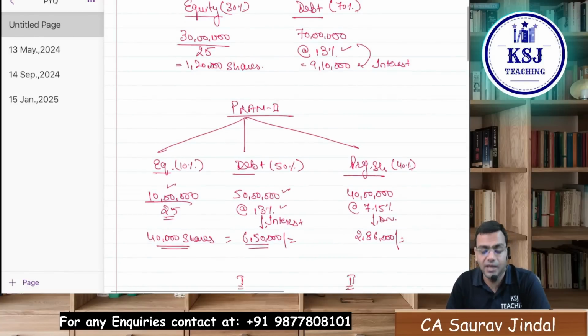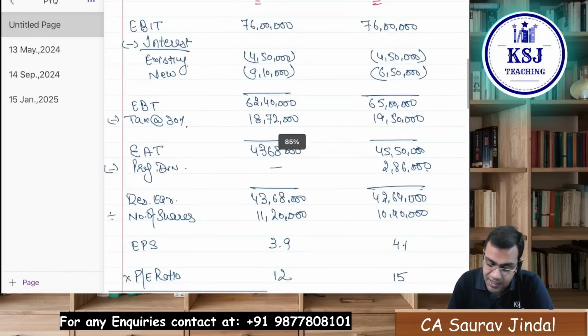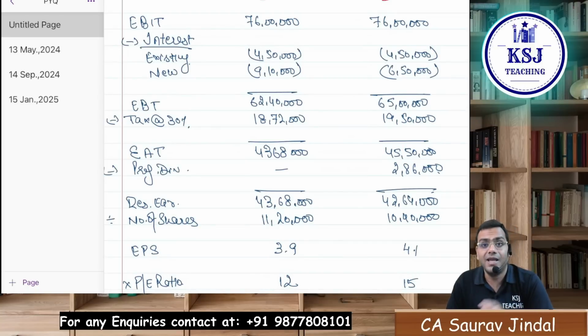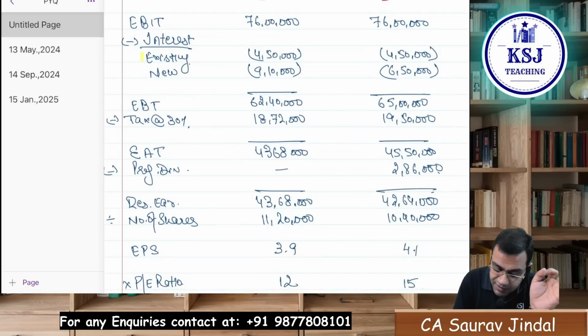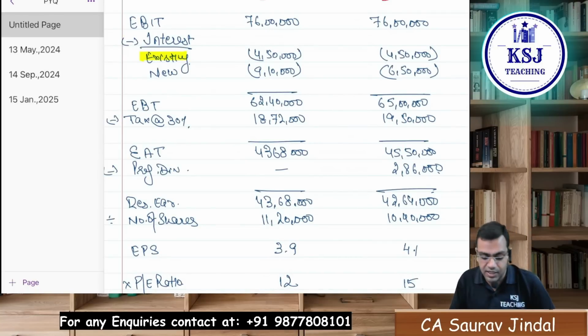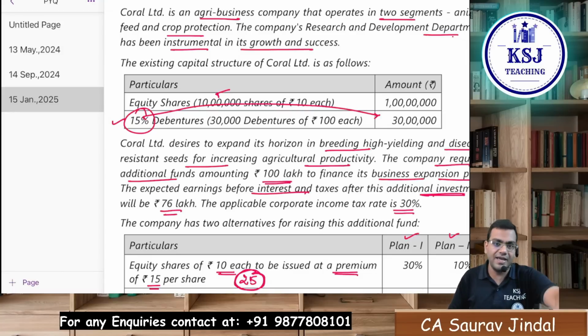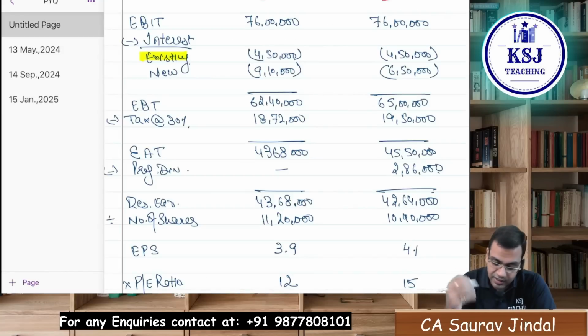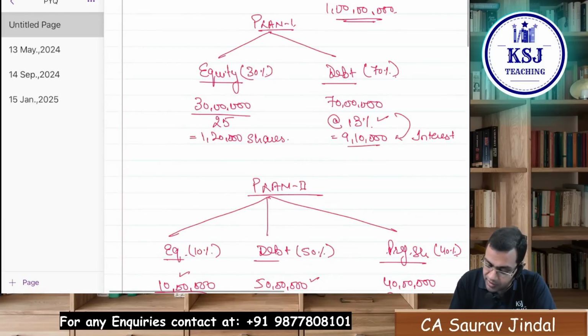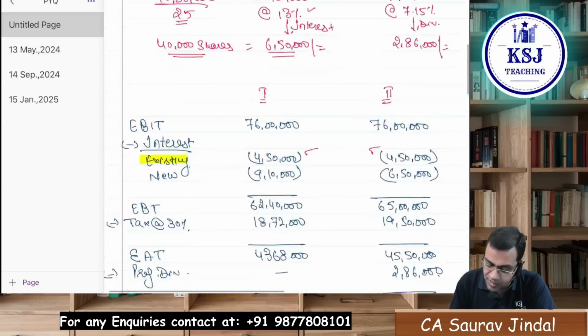Now I can prepare the income statement. Plan 1, EBIT is given as 76 lakh minus interest. Please be very careful, do not forget about the existing interest. Existing interest is how much? 15% on 30 lakh rupees, that is 4,50,000, which will be there under both Plan 1 and Plan 2. Now the new interest I have calculated is 9,10,000 and 6,50,000.